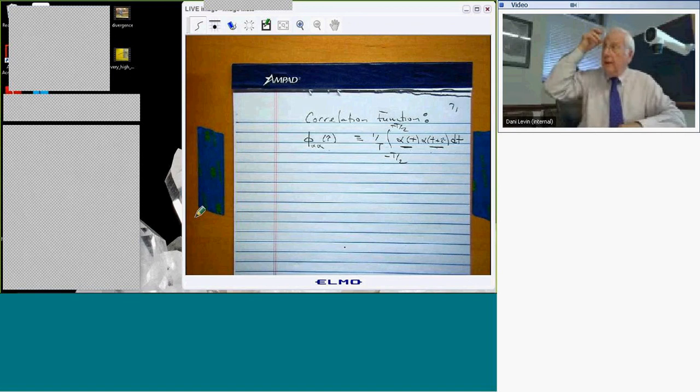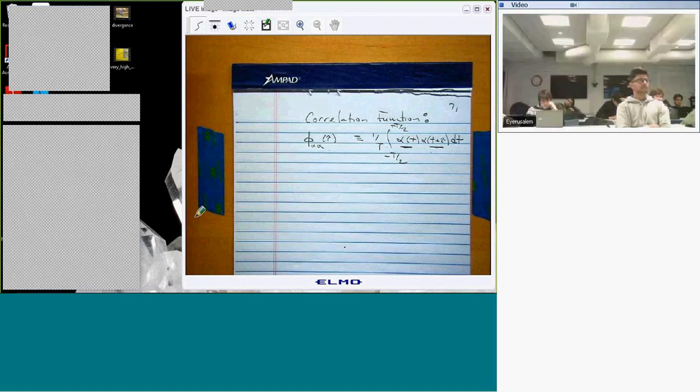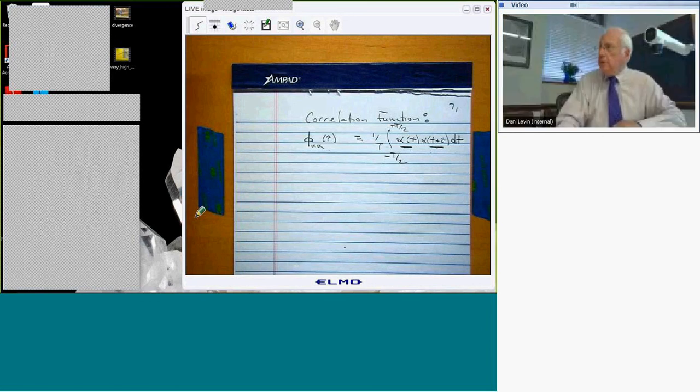Now, isn't that neat? Someone became famous for doing this: S.O. Rice. He was looking at random noise in electrical circuits, actually at Bell Labs. So that's why all of this is done.